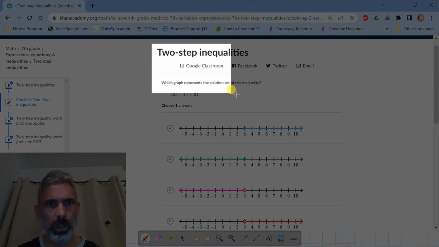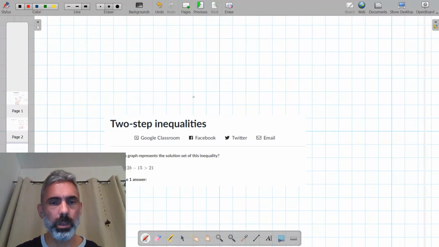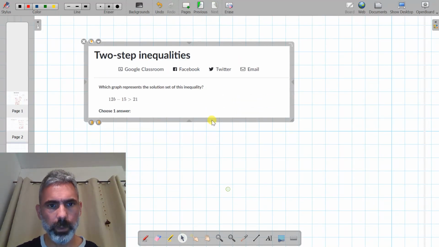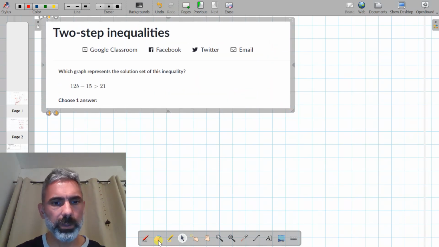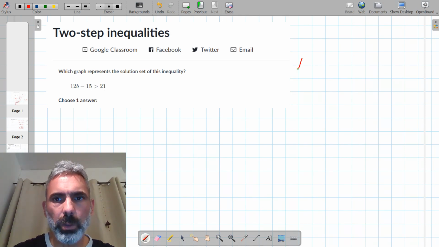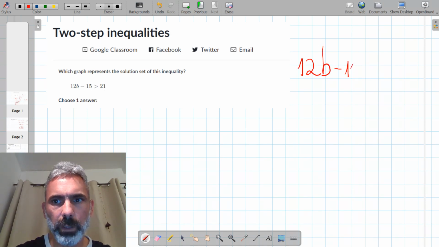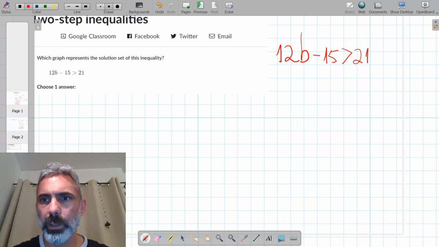Next question. Okay. Let's see. Which graph represents the solution set of this inequality? So first we will simplify the inequality. So the inequality says 12b minus 15 is greater than 21. Okay, so first we will add 15 to both sides of the inequality.